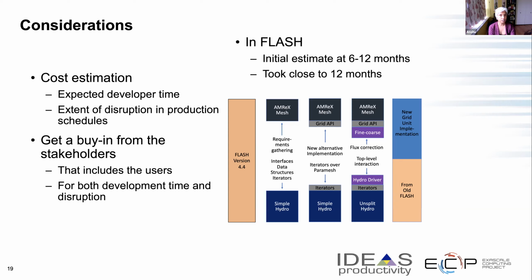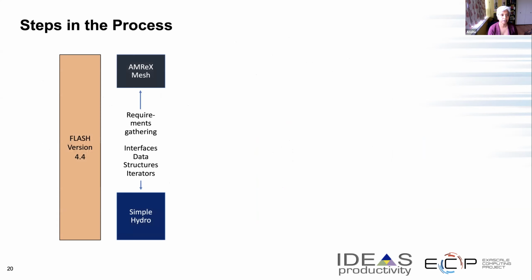So the cost estimation included expected developer time and extent of disruption in the production schedule. Because of that, we got a buy-in from the stakeholders, which included the users, for development and disruption times. Our initial estimate was 6 to 12 months. It actually took closer to 12 months. Now I'll walk you through the stages of the refactoring process.